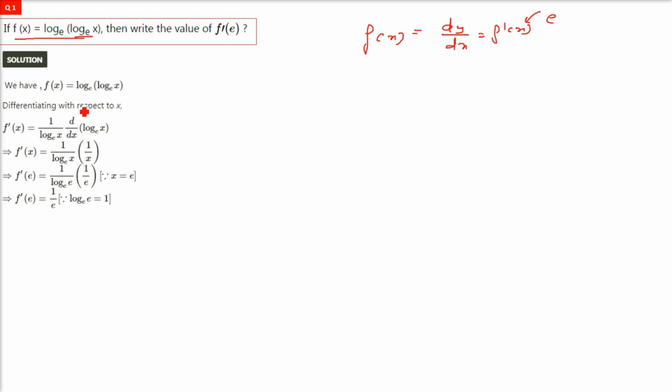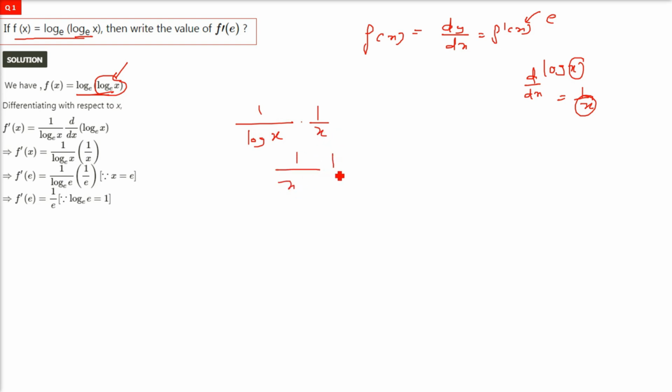Now this is the solution for those who want to do it themselves. For others, let me explain. The differentiation of log x is 1 by x. Whatever is the content inside log, it will be 1 by that thing. So when you differentiate log x, it will be 1 by log x first of all, and then the differentiation of the inside one, which is 1 by x. So it is 1 by x log x.